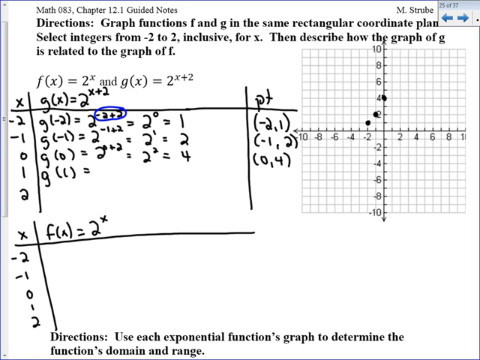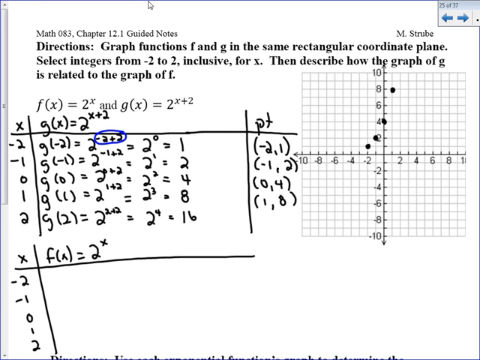So 2 to the first plus 2. Again, all in the exponent this time. Notice how it's written differently than before. So it's 2 to the third, 8. So 1, 8. So over 1 and up 8. And then g of 2 is 2 to the 2 plus 2. Everything's in the exponent, so we combine that first, which is 2 to the fourth, which is 16. So our point is 2, 16.